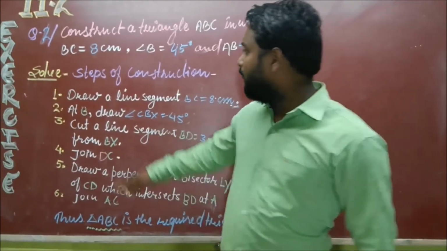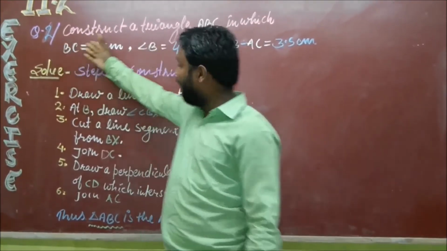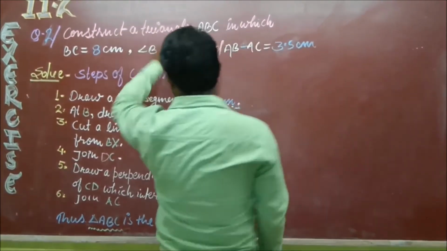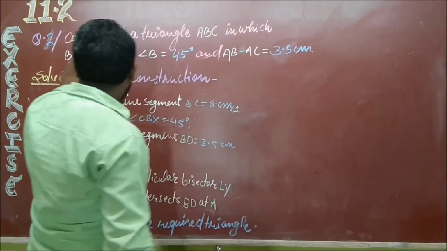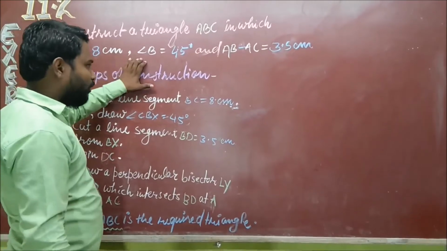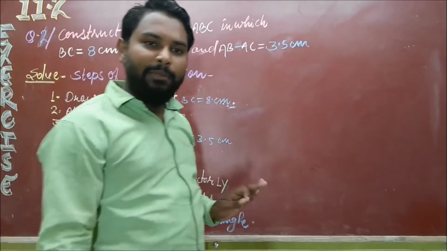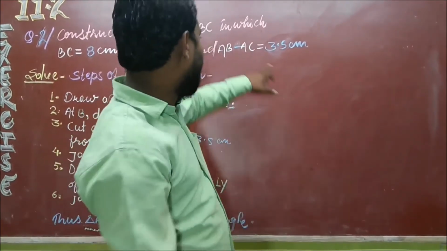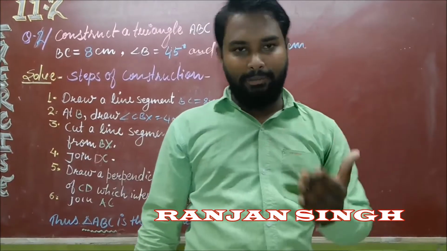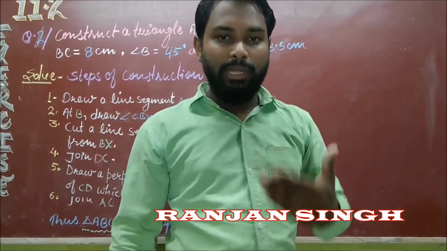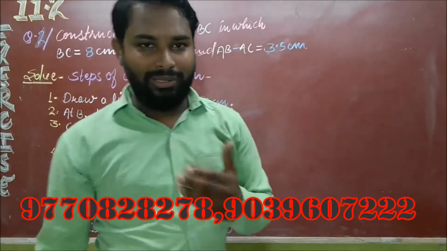Here I have taken as an example exercise 11.2, and I have chosen the second question. Here you can see the question. It is the same as the previous one. Construct a triangle ABC in which BC is 8 centimeters, angle B is 45, and AB minus AC is equal to 3.5 centimeters. In the previous type of question we had the sum, but this time we have the difference. This differs the question from the last one. So let us start how to construct this question.